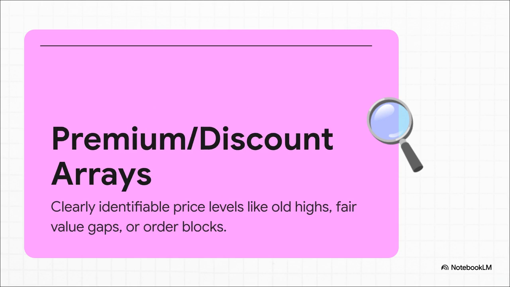Move on. And that exact same idea of clarity applies to your premium and discount arrays, your PDAs. We're talking about things like old highs and lows, fair value gaps, order blocks, the levels that act like magnets for price. These have to be so clear that anyone could spot them. If the levels look messy or ambiguous, then your whole trade idea is built on, well, a pretty shaky foundation.